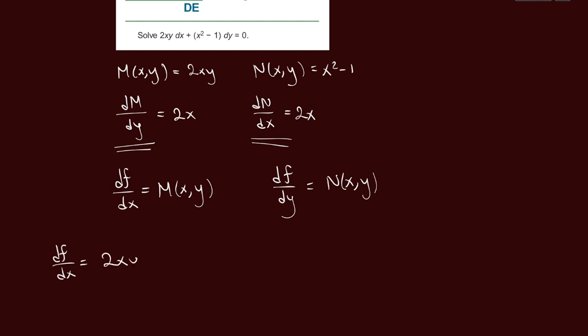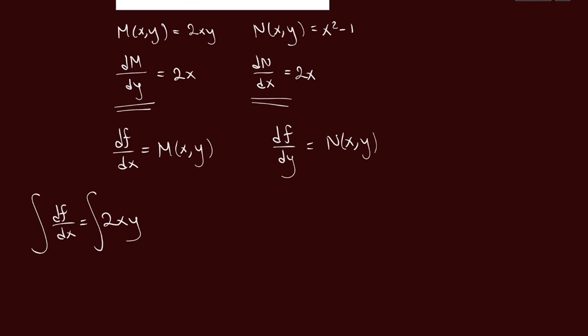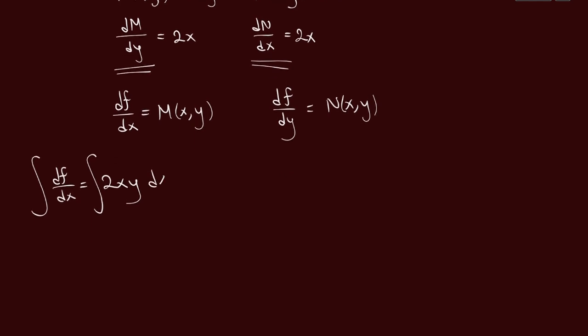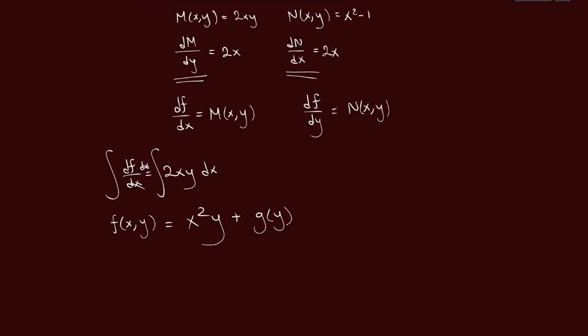So this is equal to 2xy. We're going to integrate both sides with respect to x. So this ∂x and this cancel. Hold on, this is also with respect to ∂x, so this and this cancel each other out, and then we have just f of x, y, and that's equal to the integral of this with respect to x, and I believe that should be x squared y plus a constant. Let's call this constant g of y. So this is going to be our constant value.